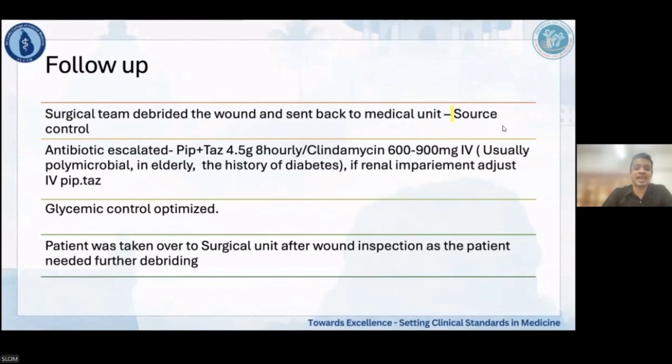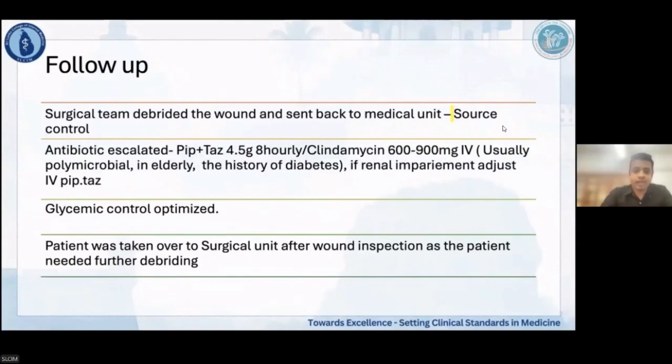And then we have escalated the antibiotics. Now the patient is on piperacillin tazobactam 4.5 grams 8 hourly with IV clindamycin. The reason being, we now suspect necrotizing fasciitis, and this could be polymicrobial, particularly in patients who get necrotizing fasciitis, who are elderly, who have a history of diabetes. It is going to be a polymicrobial infection. So you have to hit hard, and you have to cover a broad group of microorganisms.